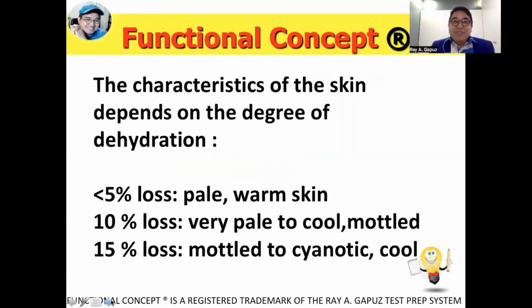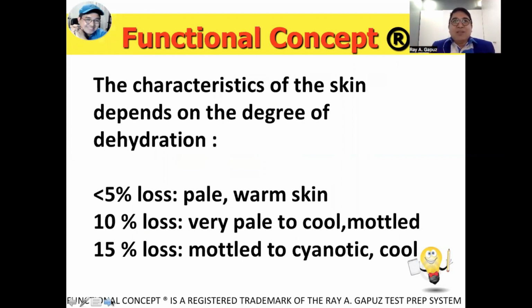So the characteristics of the skin depend on the degree of dehydration. If less than 5%, there's going to be 5% loss. The skin will be pale. Then it's warm to touch. For 10% loss, very pale to cool, and then mottled. For 15% fluid loss, mottled to cyanotic and cool.